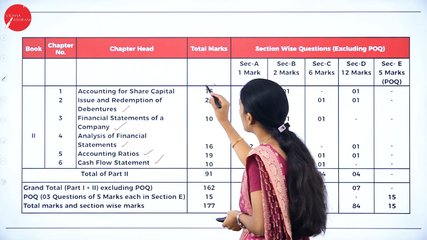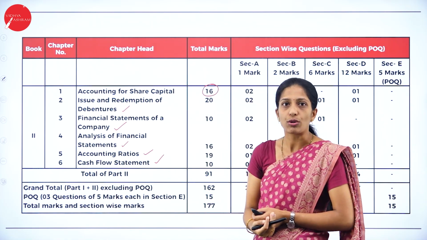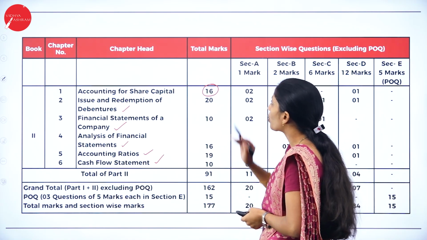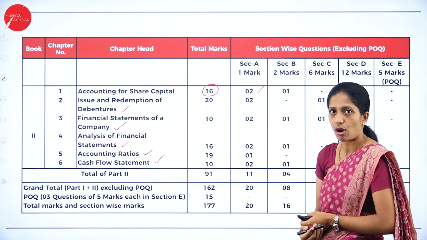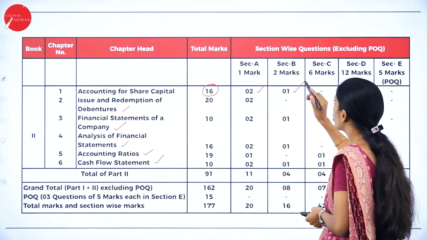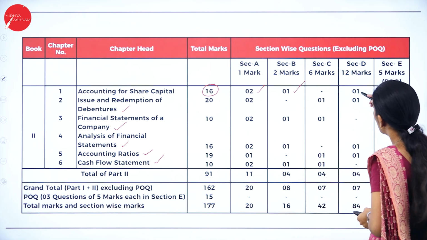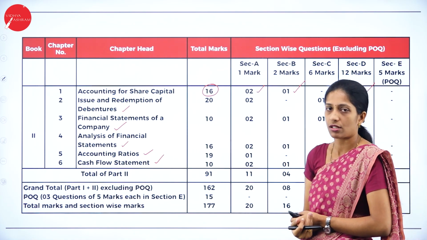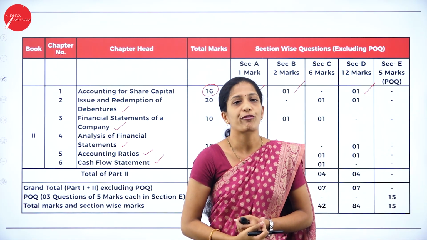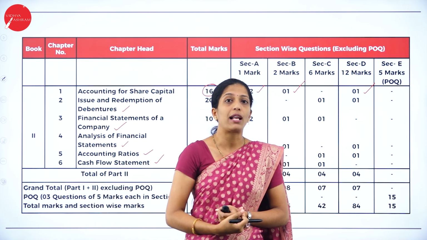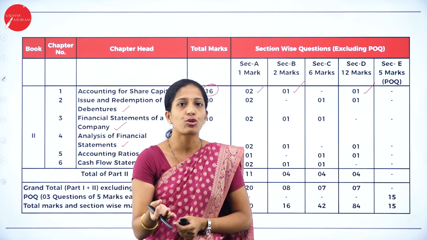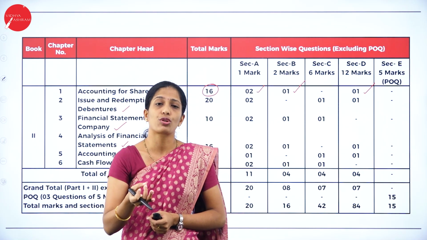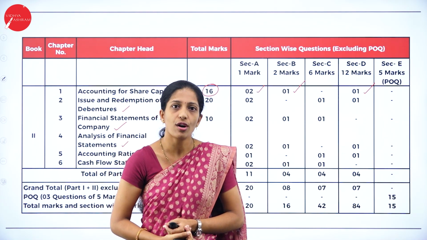The total weightage of your first chapter, Accounting for Share Capital, is 16 marks, where you can expect 2 questions of 1 mark, 1 question of 2 marks, as well as 1 question of 12 marks. Normally you know what type of question they will ask for 12 marks under share capital, that is forfeiture and reissue. These questions will be asked for 12 marks.